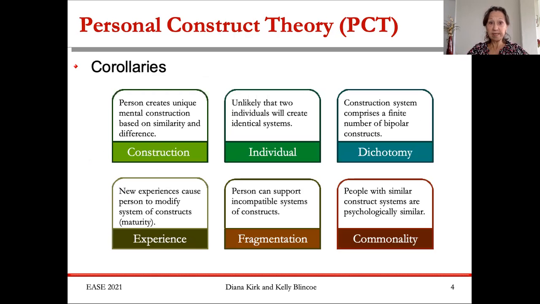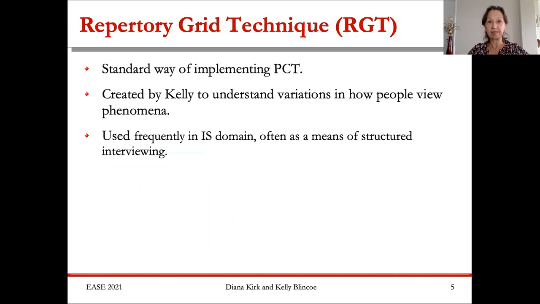There are some corollaries that result from this theory. First is construction. A person creates a unique mental construction based on similarity and difference. It's unlikely that two individuals will create identical systems. A construction system for a person comprises a finite number of bipolar constructs. That's a dichotomy. New experiences cause a person to modify their system of constructs. A person can support incompatible systems, and people with similar construct systems are psychologically similar.